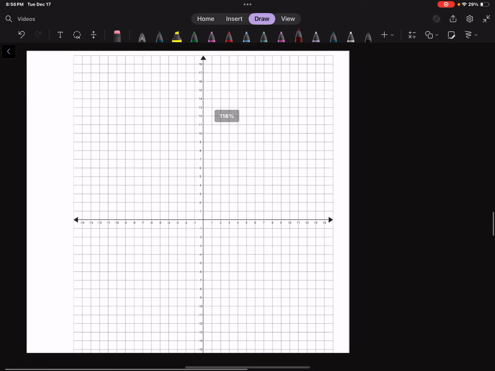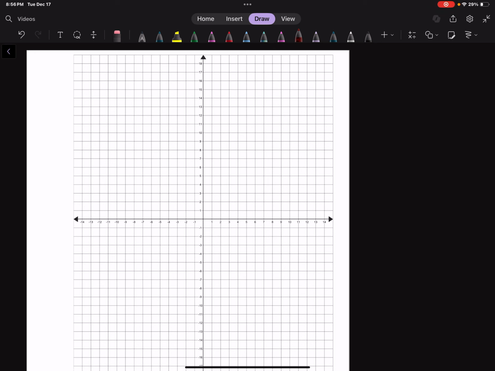So we have all the information to sketch the graph. First we sketch the vertical asymptote. The vertical asymptote is x equals 16. We can think of values like 2, 4, 6, 8, 10, 12, 14, 16, and negative 2, negative 4, negative 6, like that. So x equals 16.